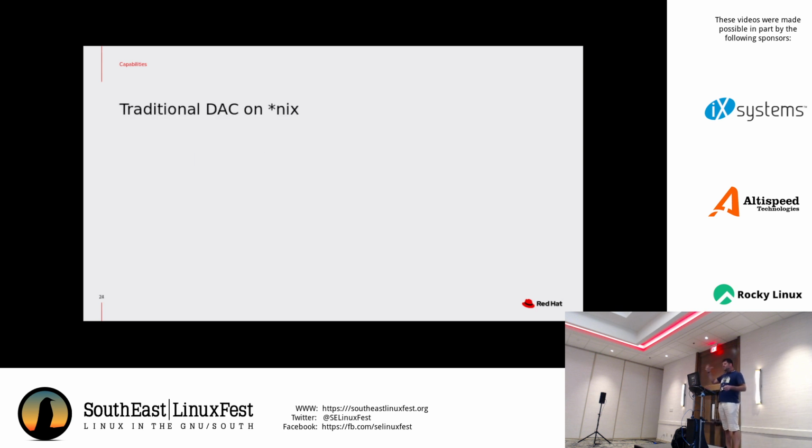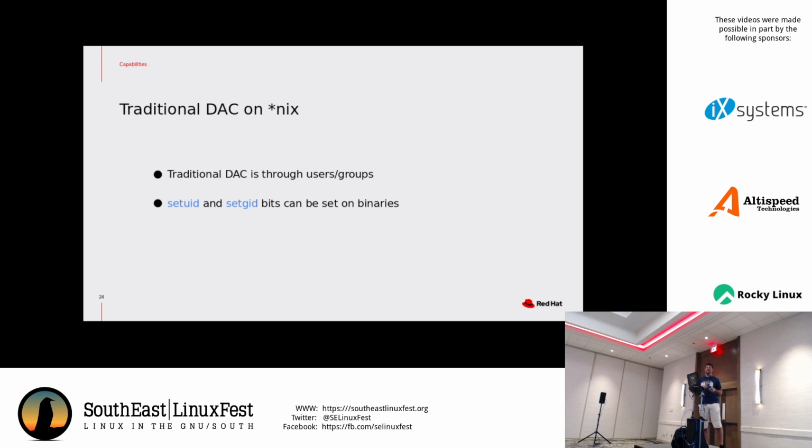So traditionally, in Unix, we have DACs, or discretionary access control. So these are things like users and groups. We've got set UID and set GID and all those sorts of things. And those are good, especially the set UID and set GID, except when a programmer does a terrible job with this. These are problematic.